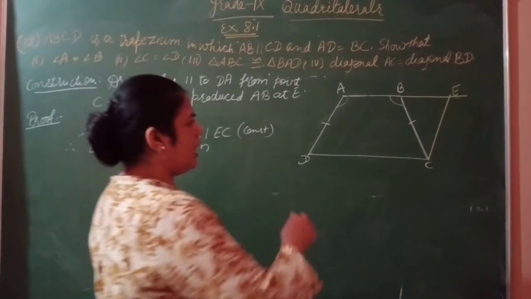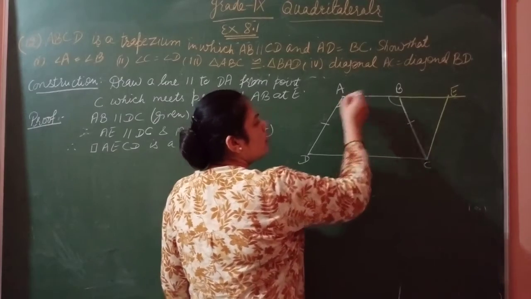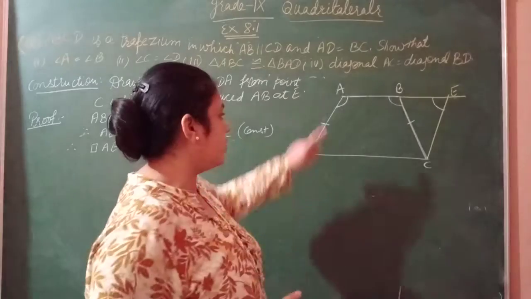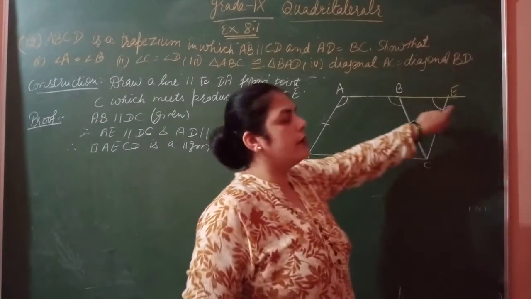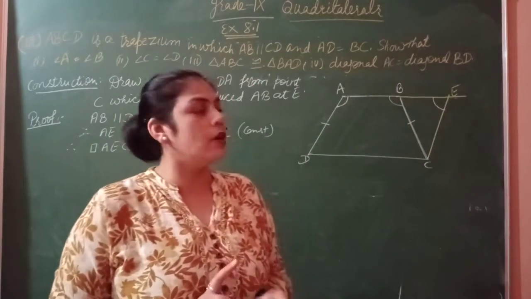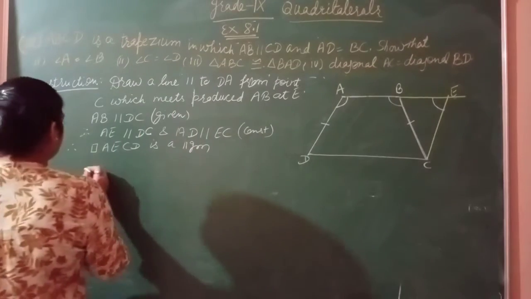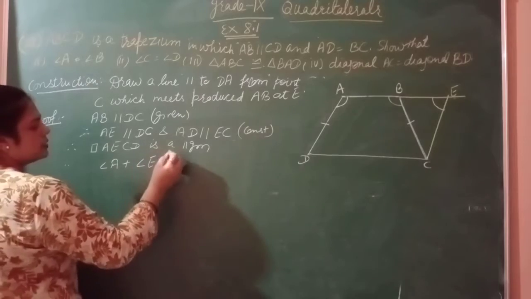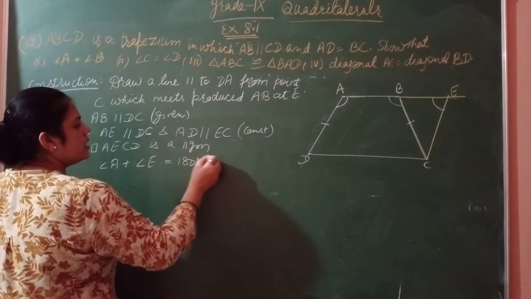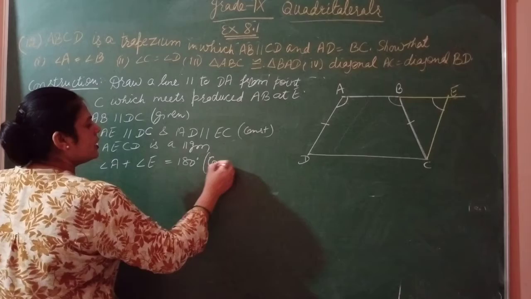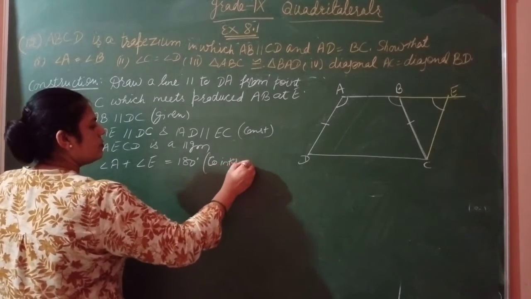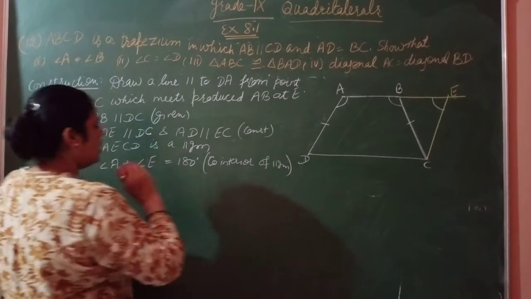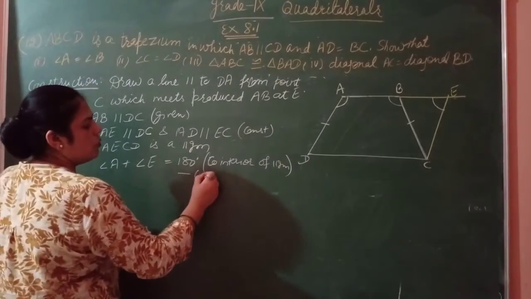Now in a parallelogram we know that the sum of adjacent angles, meaning co-interior angles, that is angle A and here angle E, the sum is 180 degrees. So therefore angle A plus angle E, the sum is 180 degrees. Why? Co-interior angles of a parallelogram. Clear? So we name it as 1.